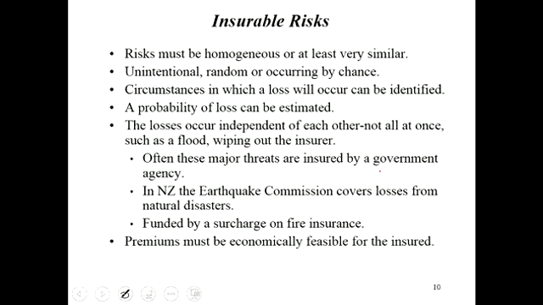One of the things is this one here about unintentional, random, occurring by chance. It's an important one, because what we really don't want is risks that are highly correlated with each other. So if person A makes a claim on their insurance, we essentially want that claim to be independent of all other claims of a similar type. This one here links to that: losses which occur independently of each other and not all at once, such as a flood, which can wipe out the insurer.